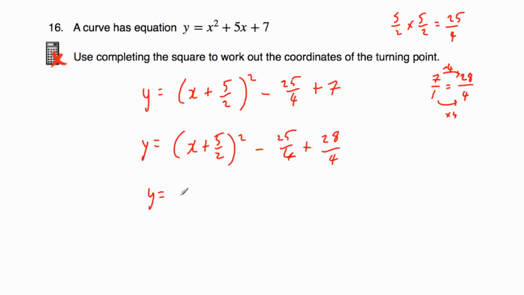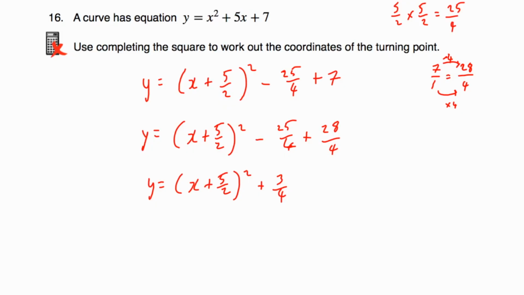Then we've got y equals x plus 5 over 2, close bracket squared. Then we've got minus 25 quarters plus 28 quarters. That's going to leave us with 3 quarters, so plus 3 quarters. And now we just need to find the coordinates of the turning point.